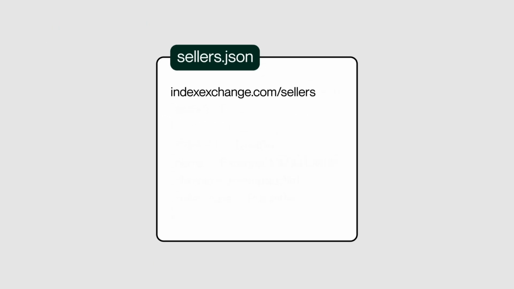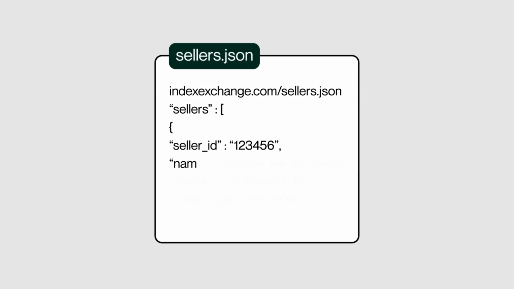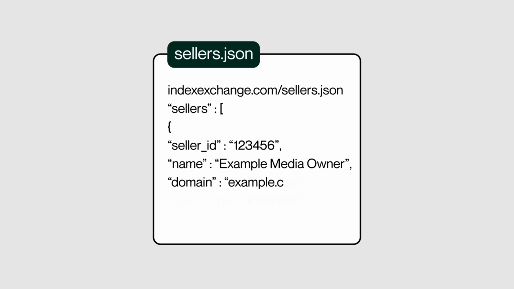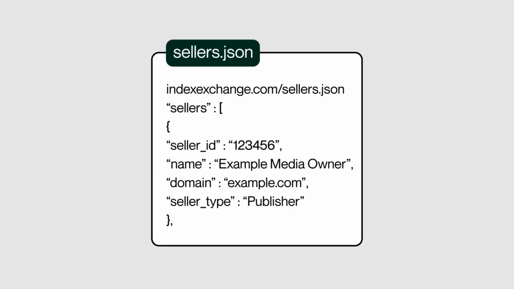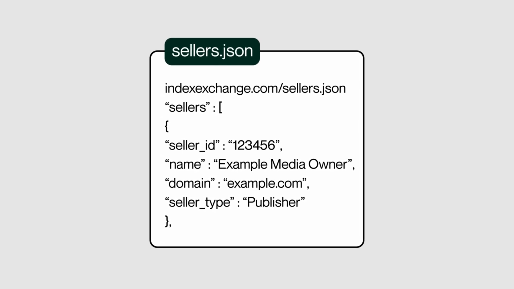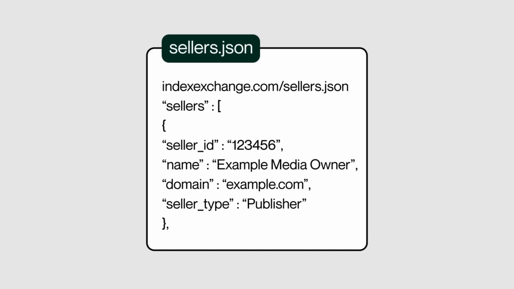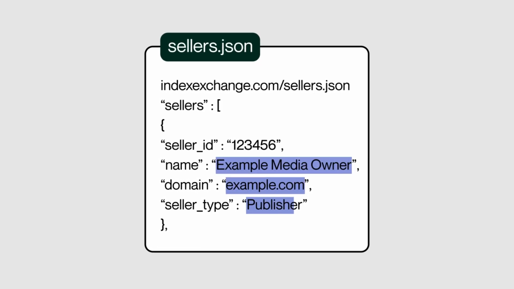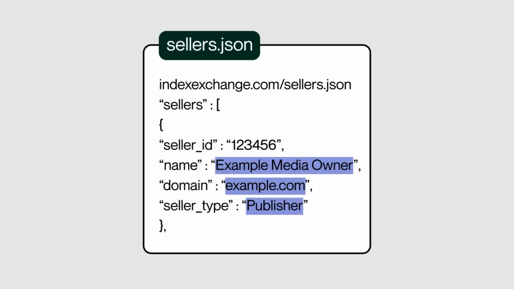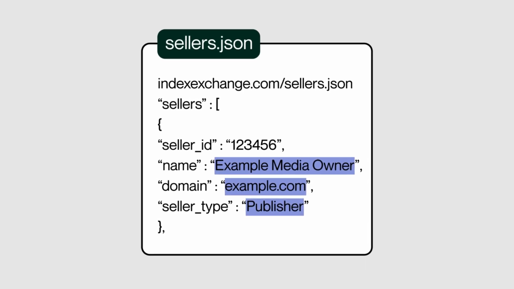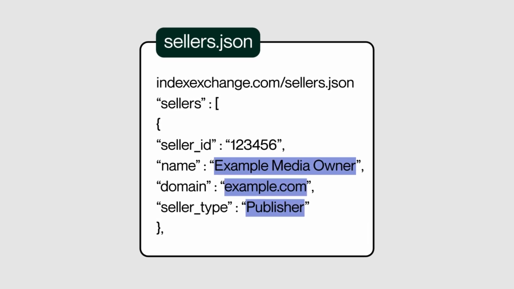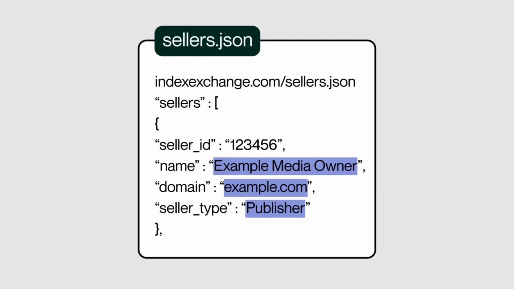Next is sellers.json, which is a publicly available list maintained by an SSP or an intermediary that aims to provide transparency about all the entities allowed to sell digital ad inventory on their respective platforms. It lists each seller's name, domain, and role, such as publisher or intermediary, and thus allows buyers to verify the legitimacy of the seller and reseller and their position in the supply chain.